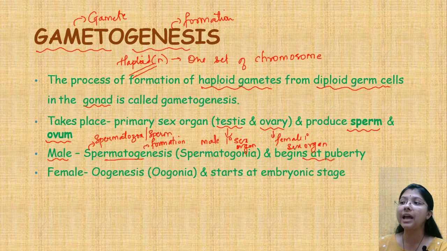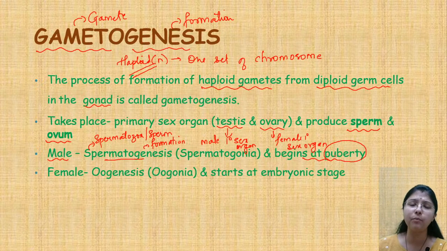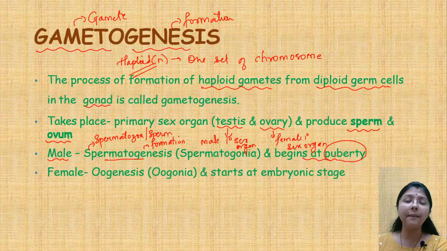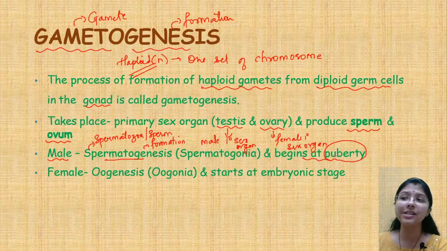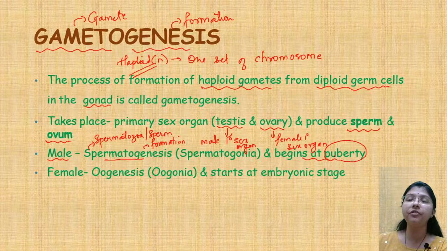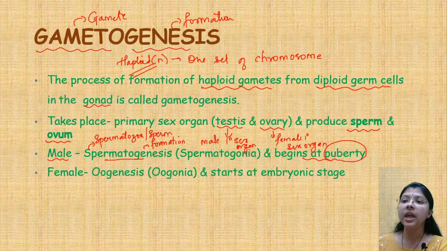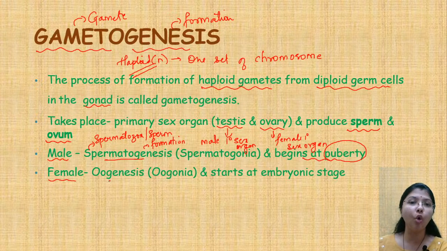and it is going to begin at puberty. Again, a very important point that you need to keep in mind: gamete formation in males is going to start at puberty. That means at the age of 10 to 12 years, when the male secondary sexual characters start developing. Okay? In case of females, the process of gamete formation will be termed as oogenesis.